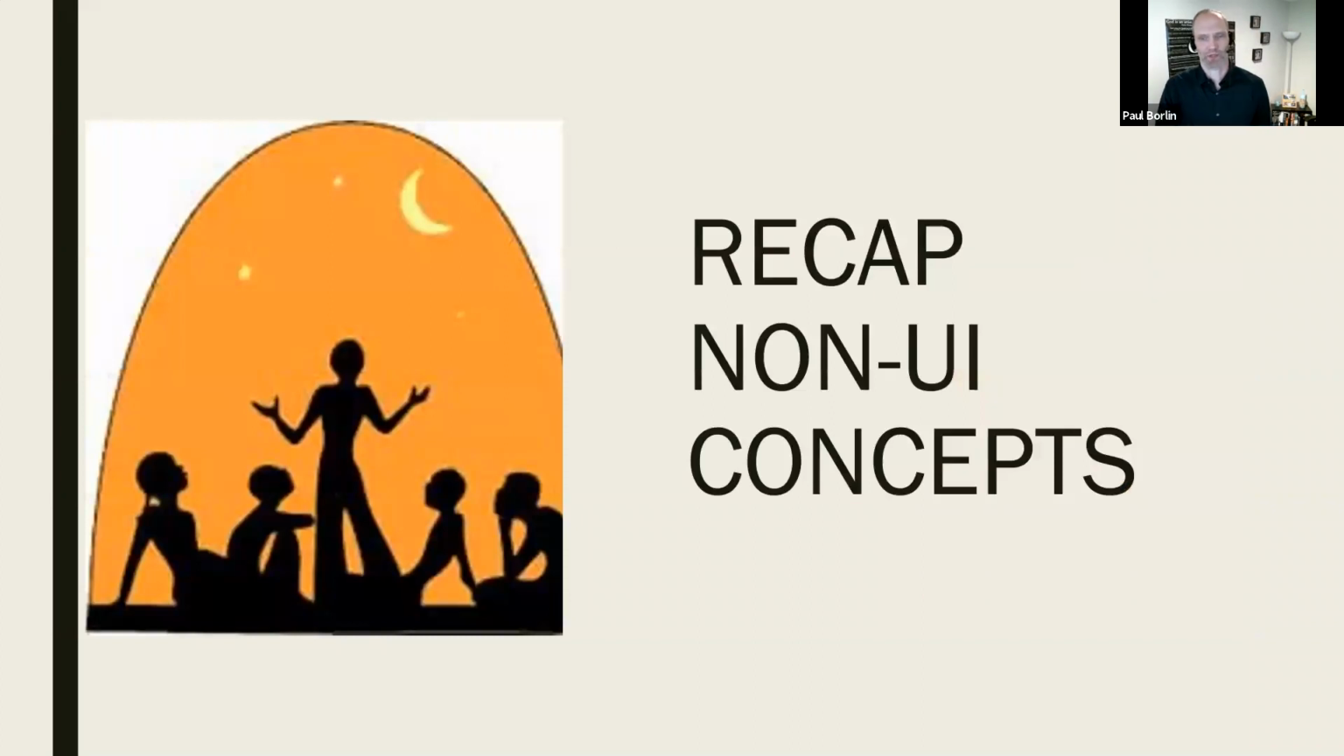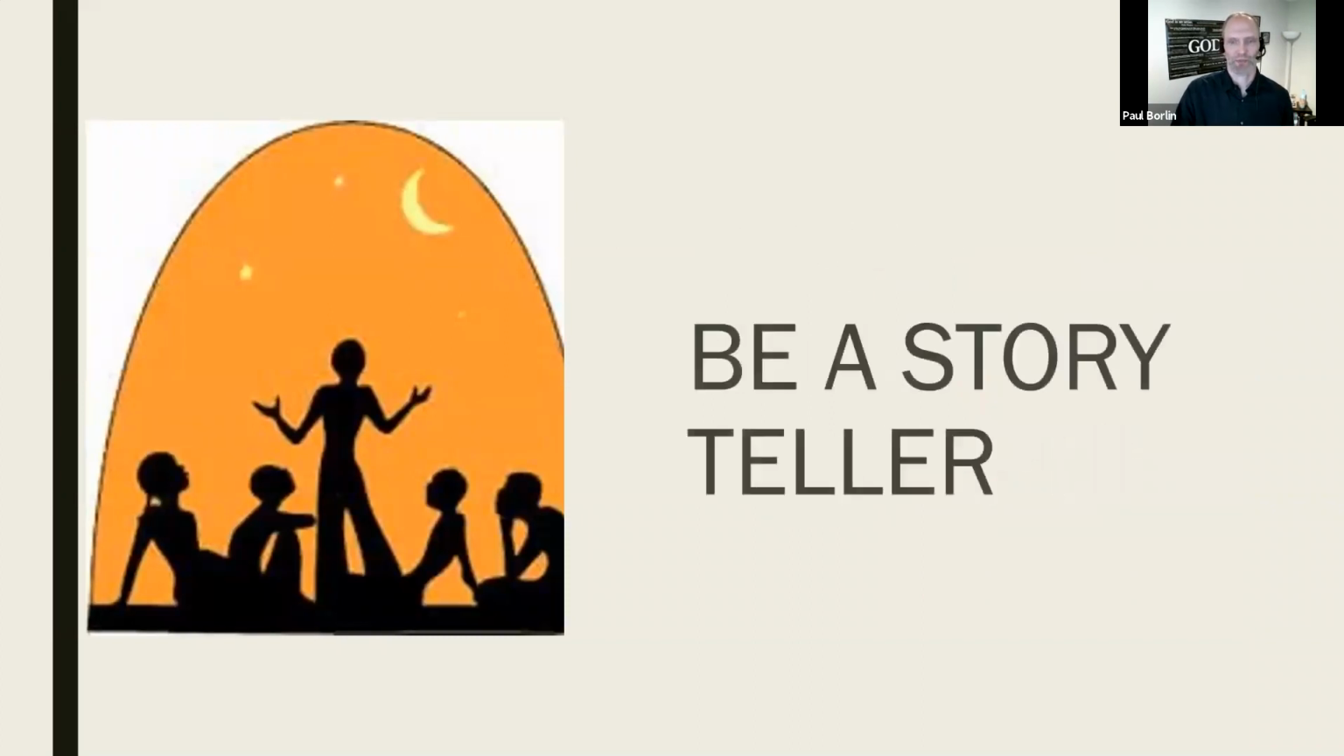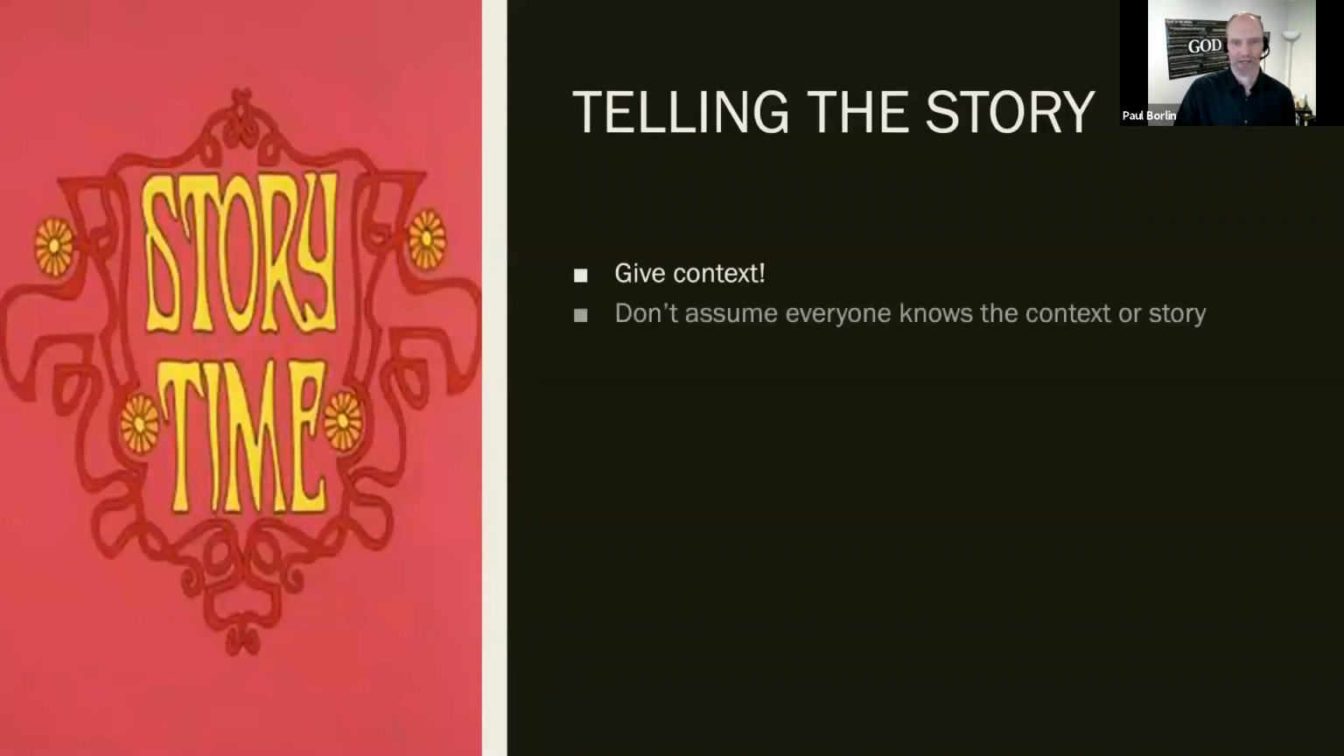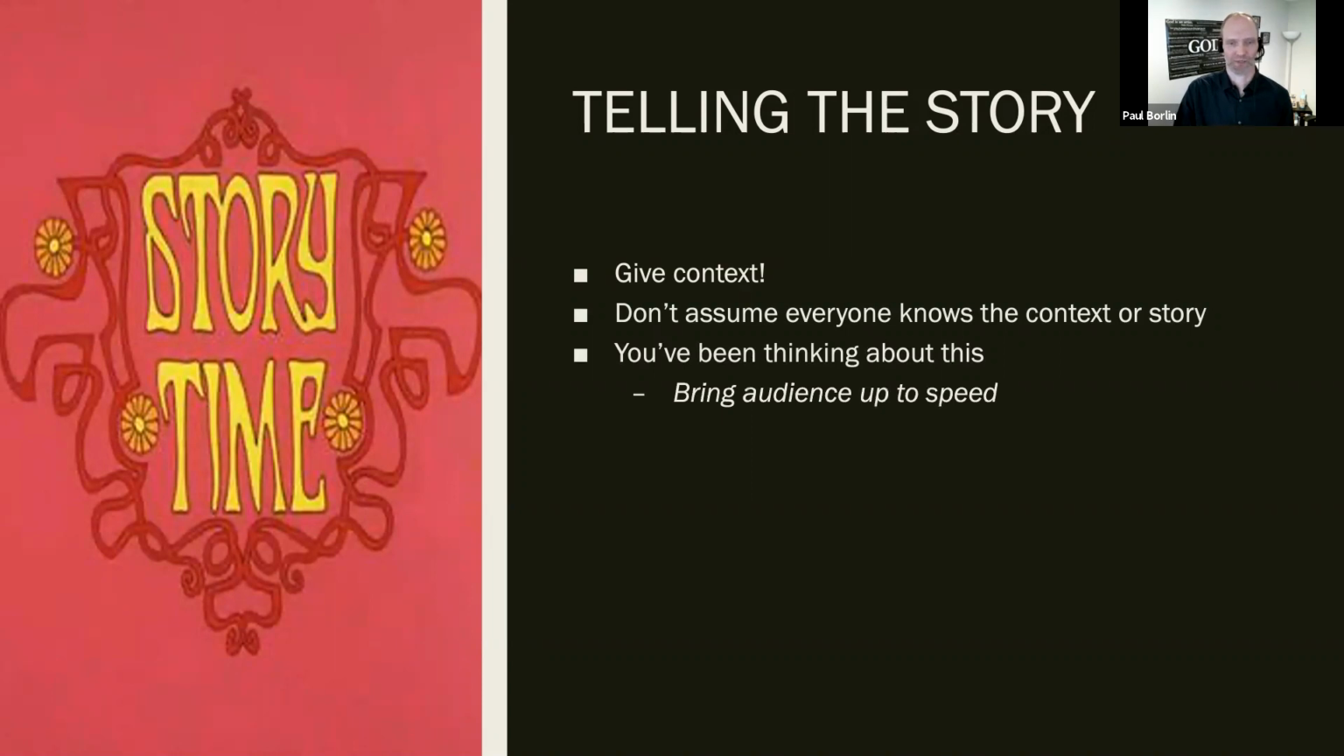So let's recap non-UI concepts, the spikes, the backends, and the code refactors. Be a storyteller. I can't emphasize that enough. Tell the story. Don't just talk about the one little thing you changed. Tell the whole story. And in telling a story, you're giving context. Don't assume everyone knows the context of the story. You've been thinking about this for the 1 week or 2 weeks or whatever your iteration is. Bring the audience up to speed.